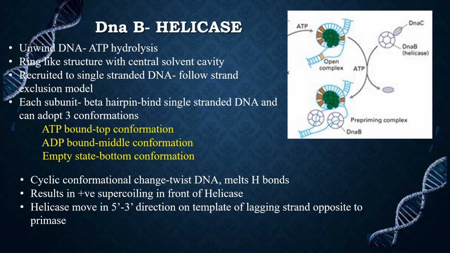The cyclic conformational change in the beta hairpin in all the subunits will severely twist the DNA, which melts hydrogen bonds in front. It results in positive supercoiling in front of the helicase, and it is relaxed by type 1 topoisomerase, that is topoisomerase 1. Helicase moves in 5' to 3' direction on the template of the lagging strand, opposite to primase.